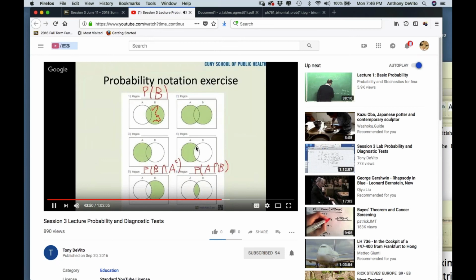B complement means not B. So it's A, but all of the parts of A that are not B. A intersection with not B, B complement.